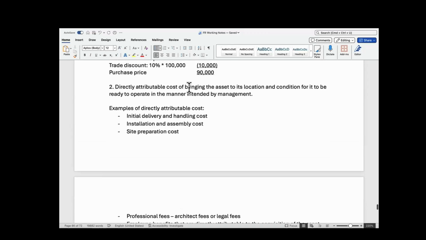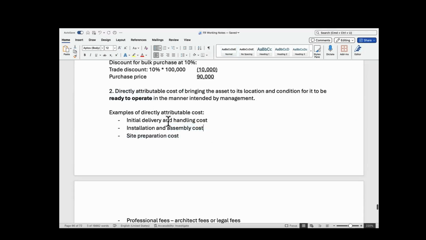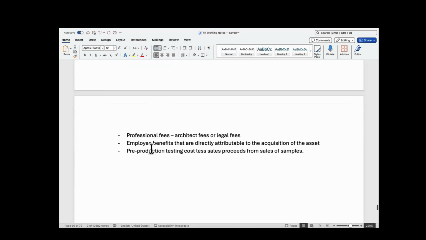And the manner in which we need to remember these directly attributable costs, they are the costs that if you don't incur them, the assets will not be ready to operate. They are what makes the asset ready to operate. If you don't assemble the asset, it will not operate. If you don't deliver it, it will not operate. If you don't get the site ready, it will not operate. And all of that, they are directly attributable costs.